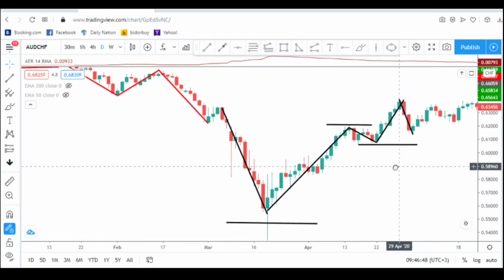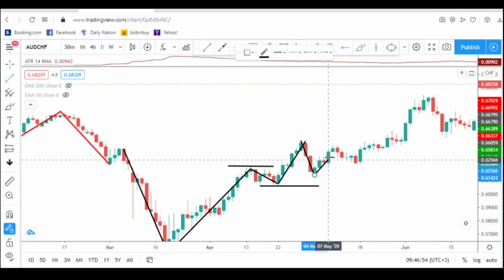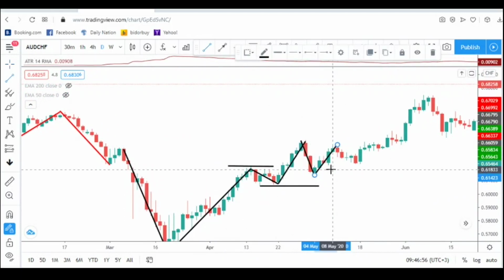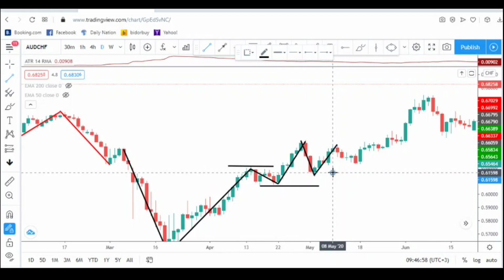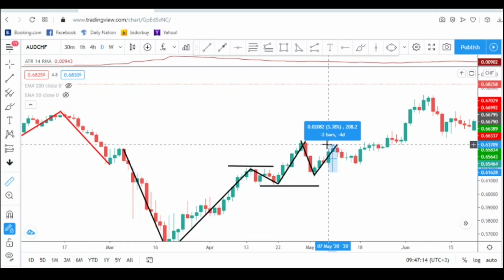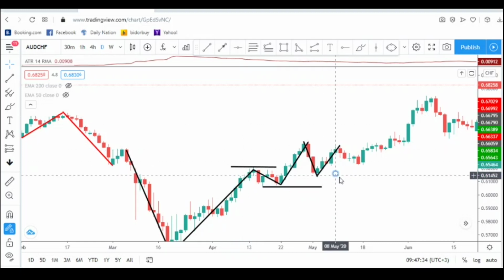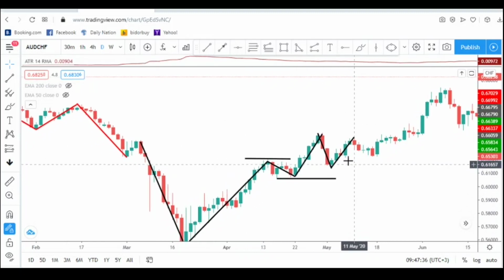Let's see how this would have turned out. Wow, this would have been a win. From here to here, this would be a win of about, let's see, 200 pips. You see, guys, how this price action strategy is? Just using price action to determine the direction of a trend of a market, and you buy or sell the market.